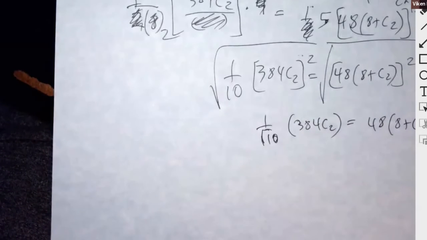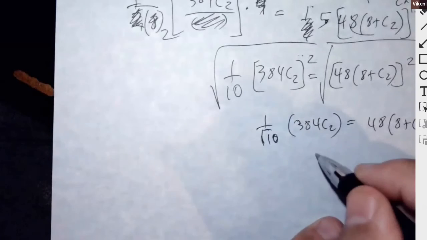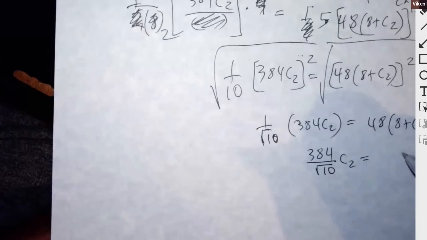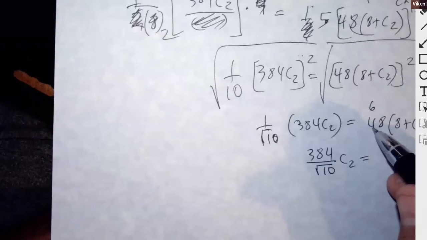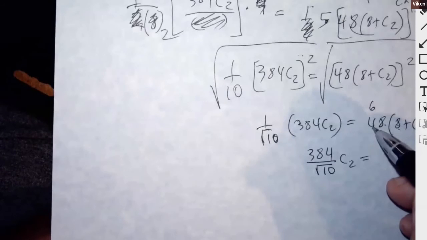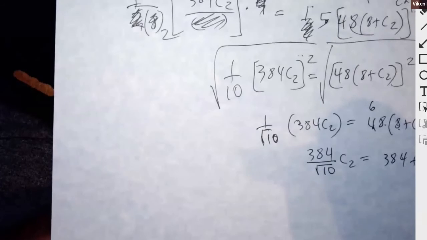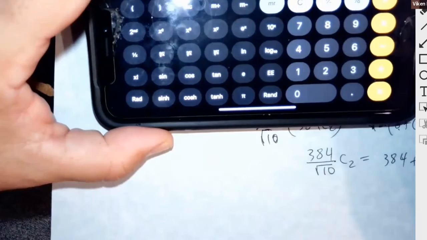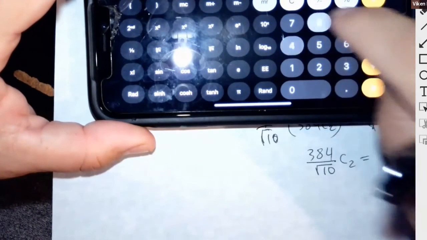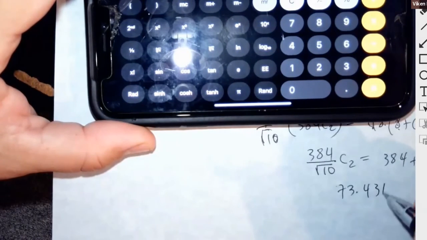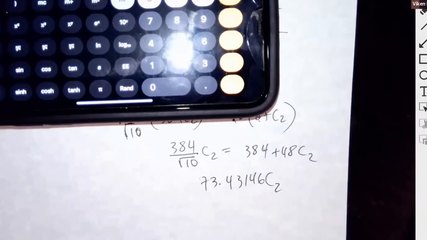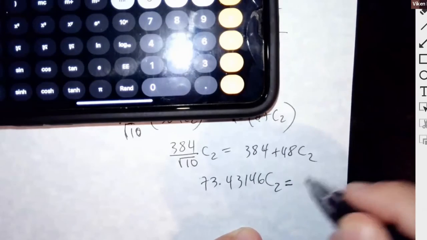Oh, okay. Let's see. It's kind of different now. 384 over square root of 10 C2 is equal to 8 times this is 64, 6, 8 times 4 is 32 plus 6, 38 plus 48, 62. Yeah. Now let's see if we get a positive answer. 384 divided by 10 square root equals. Yeah, actually we get, yeah, minus 48. Oh, yeah. Okay. Wow, that extra C2 at the bottom is what did it. That extra C2. Wow.